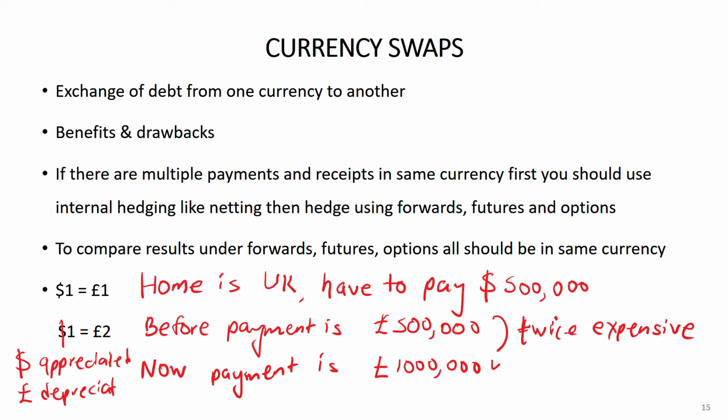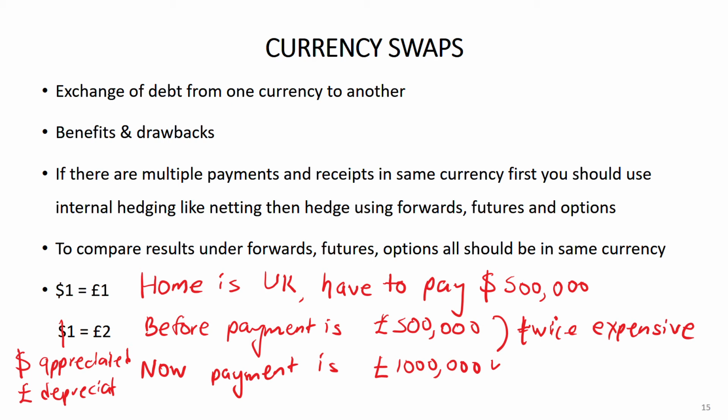Okay, so home is UK. That means you are paying, foreign currency is dollar for you. Right? So before the payment was how much? Before payment is $500,000. If you convert $500,000 to pounds before, because 1 pound equals $1, it will be 500,000 pounds. Now how much will be the payment? $1 is 2 pounds. That means $500,000 will be 1 million pounds. What's happening from before to now? Twice expensive, right? The payment is becoming twice expensive in my currency. So it's not good. This change is not good for me. I can clearly tell it's not good for my payment because my payment is becoming more expensive. Dollar is appreciating, pound is depreciating, right?